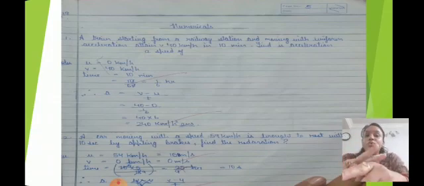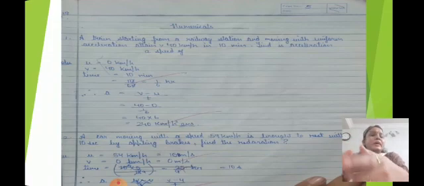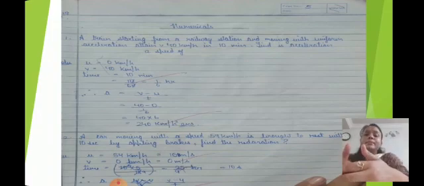So I have discussed two types of numerical today. First, to find the speed or the distance, and second, to find the acceleration. If the definitions are clear, you can solve any type of numerical which is related with these terms.